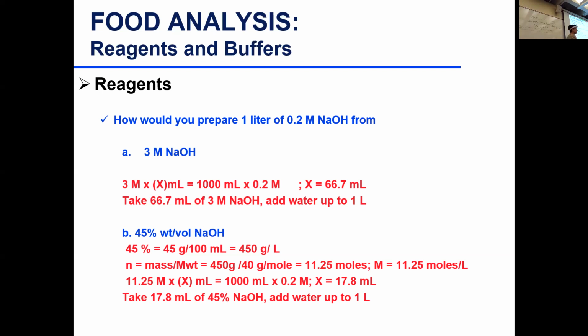So the unit of molarity is moles divided by liters? Yeah, the unit of molarity is moles per liter. Absolutely. Yes, Tyler? Is weight over volume always grams over 100 milliliters? Yes, the weight by volume percent is grams per 100 milliliters.